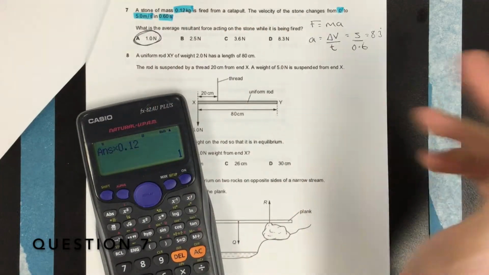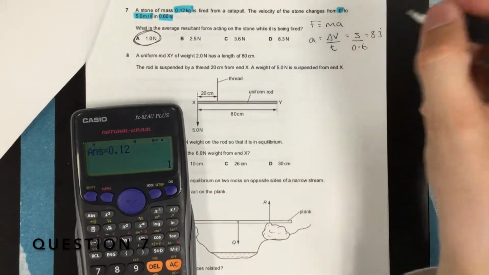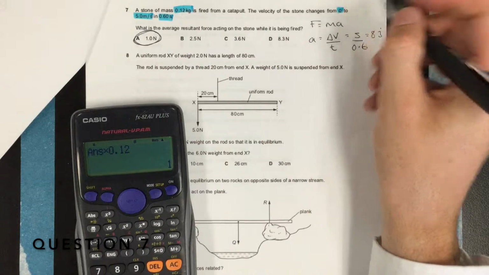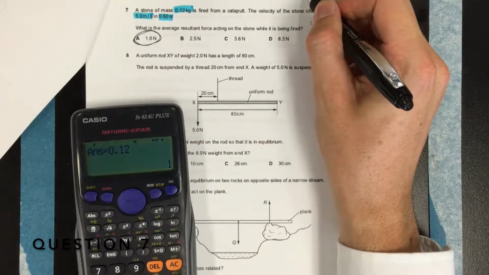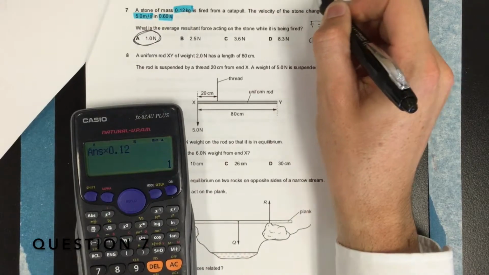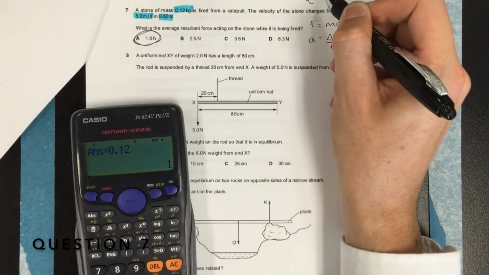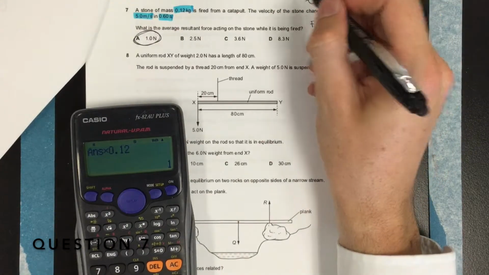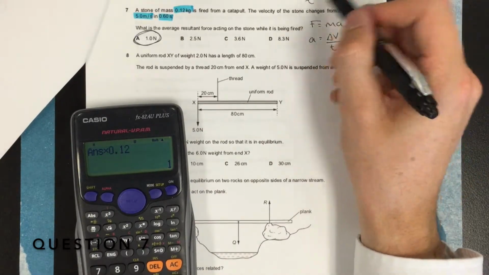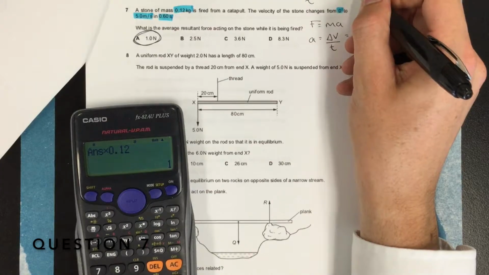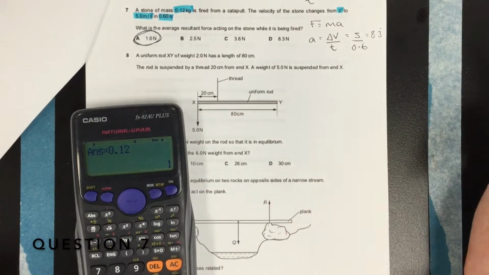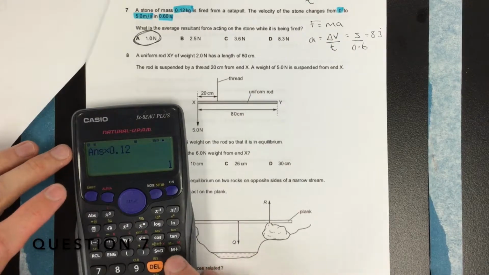There you go. I could also have done this using my impulse equation if I'd wanted to, which is the change in momentum divided by time is force, and then bear in mind that momentum is mass times velocity. So it's actually the same calculation, but either way would work.